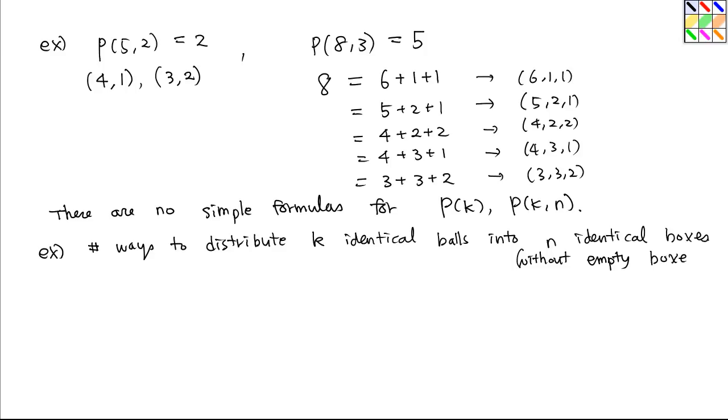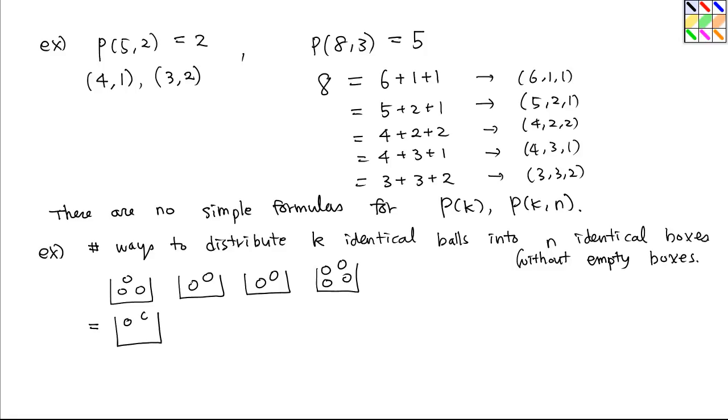So for instance, suppose we have 4 identical boxes and balls are located like this. And here what really matters is the number of balls in each box, and the order of the boxes is irrelevant because the boxes are identical. So let me rearrange the boxes so that the number of balls in each box is in decreasing order.